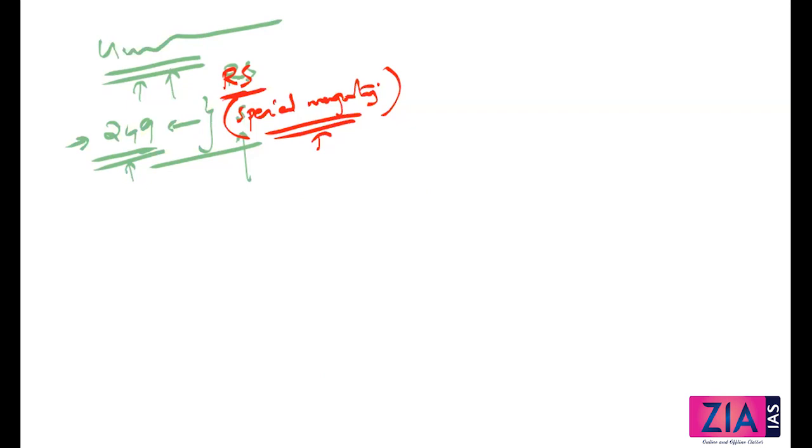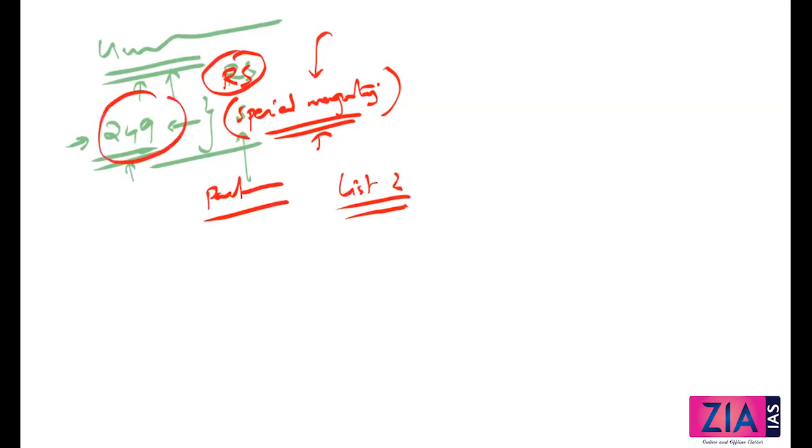So state list, who will make law? State will make law. But if Rajya Sabha passes a resolution with a special majority, then the parliament can legislate upon List 2. That means the state list. So the parliament is getting the jurisdiction over the state list under Article 249. This is a very important article. It can be asked in prelims, it can be asked in mains also.